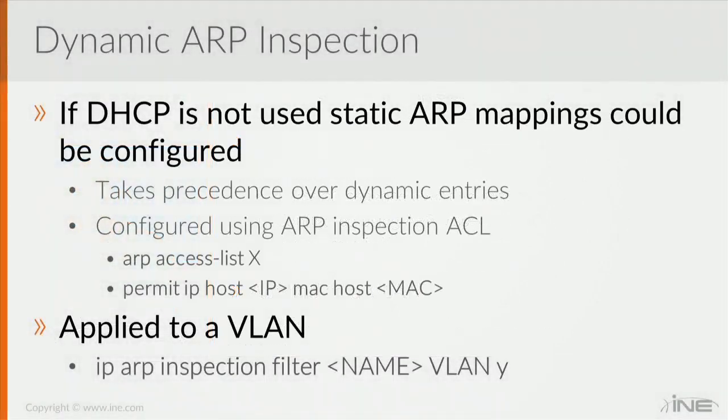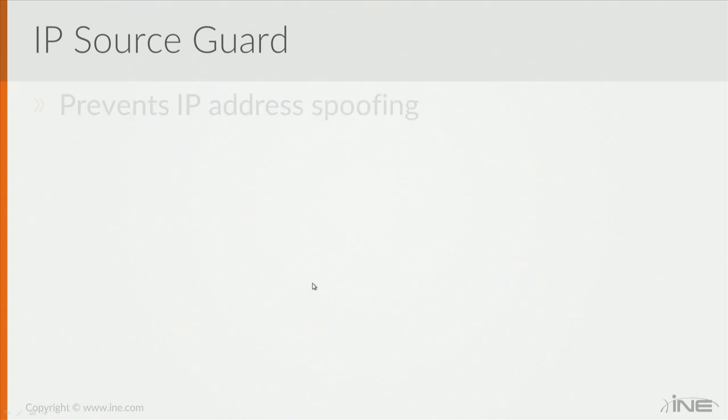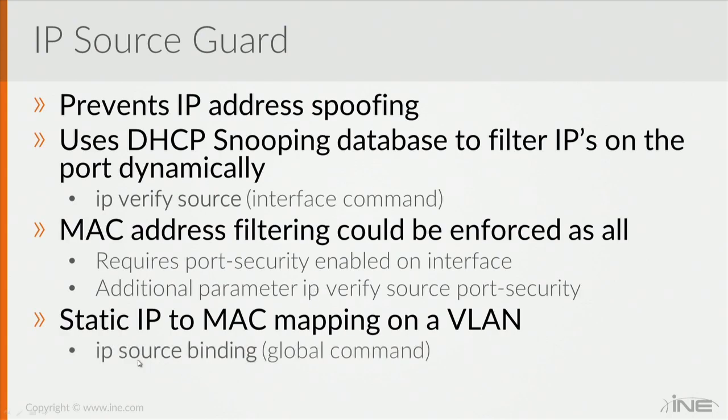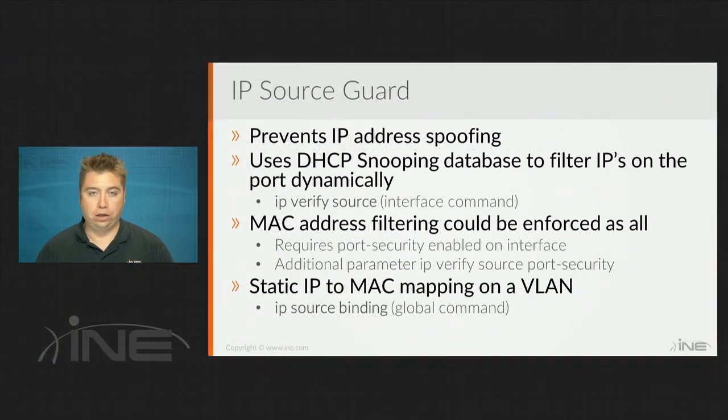Now in the case of ARP inspection, the way you do this is with an ARP ACL. We would basically say, this is the IP address of the router or the AP or whatever the static address is, and then this is the MAC address that it has. Then we apply the ARP inspection filter to the VLAN for that particular name. Now the same is true for IP source guard, where we would do an IP source binding globally that has the IP address to MAC address mapping. But otherwise, if we use DHCP snooping, it's going to solve this inherently.